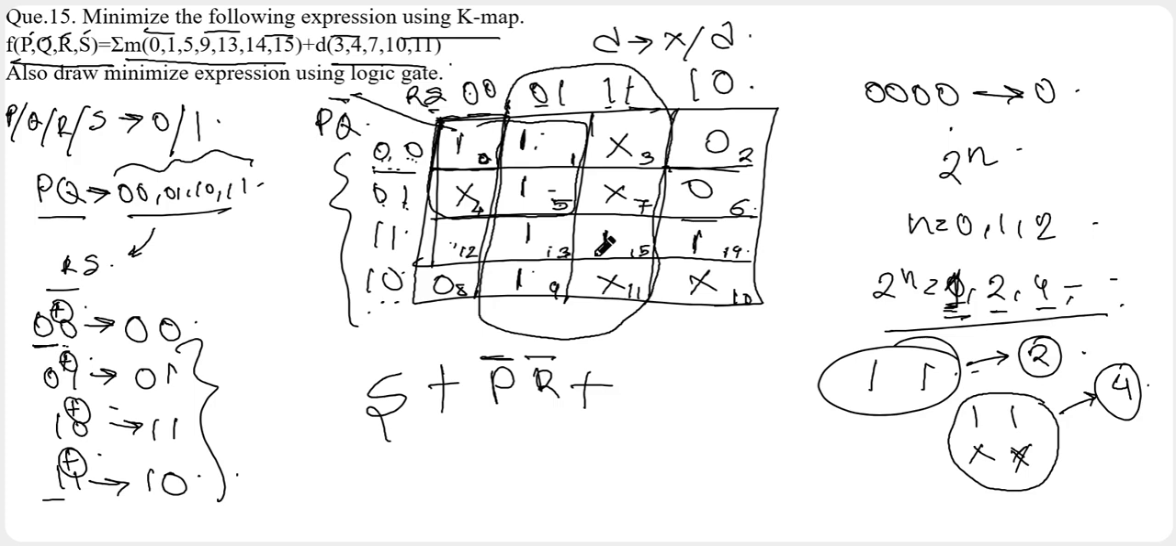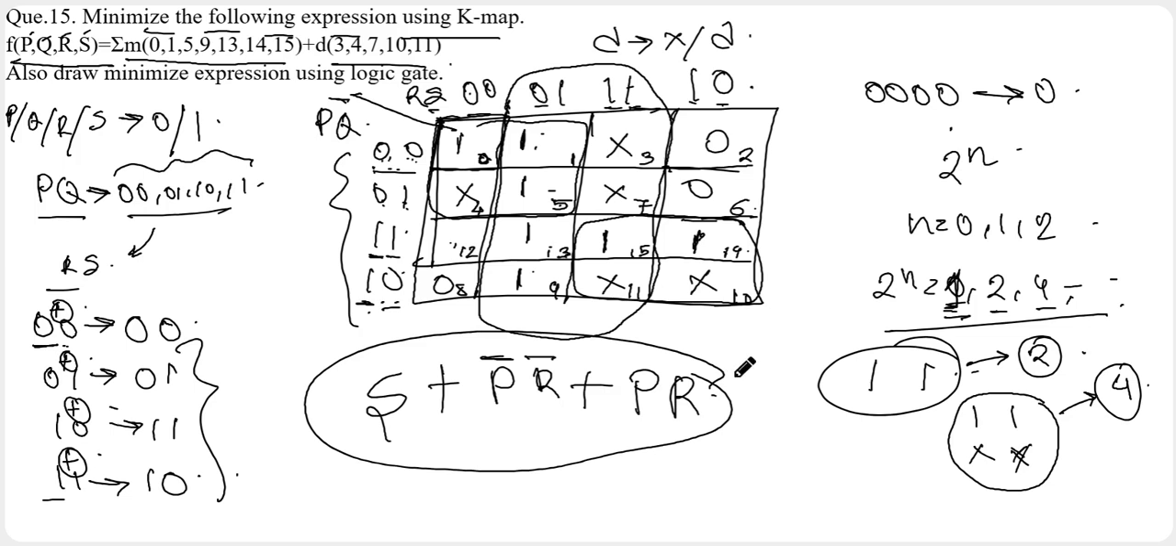And now we will see if any ones are left out. So this one is left out, we will also include it in a group. So here the value of P is fixed at 1 and the value of Q is changing. As P is fixed at 1, we will write P, and here the value of R is fixed at 1, the value of S is changing from 1 to 0, so we will write only R. Okay, so this is our finalized Boolean expression because all the ones are included in a group.